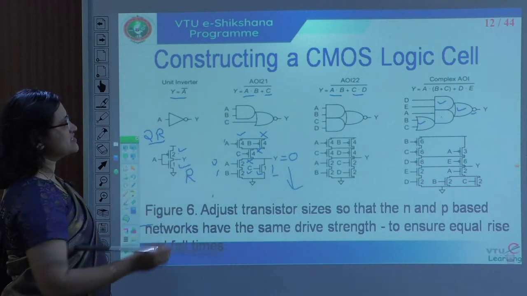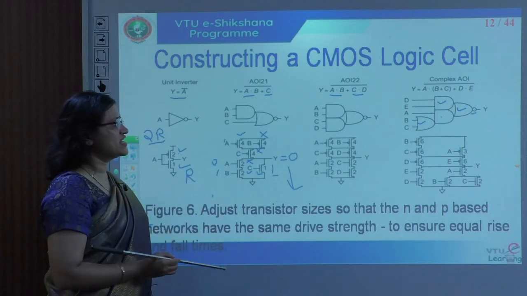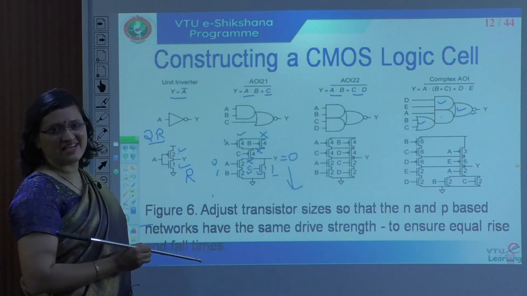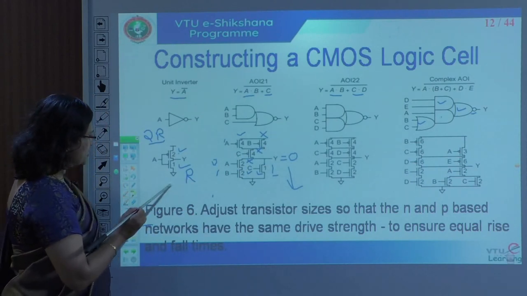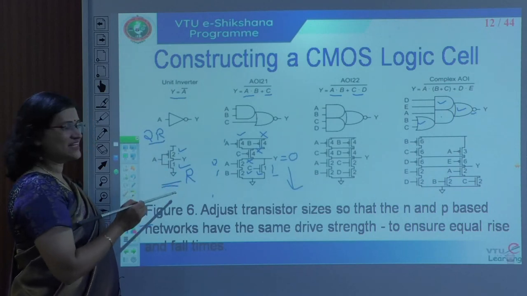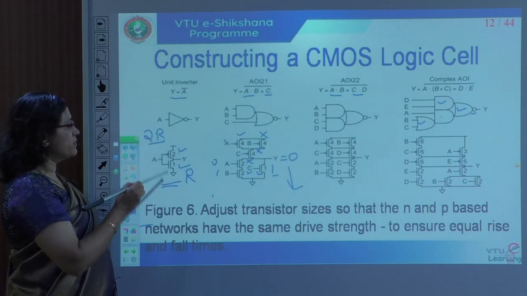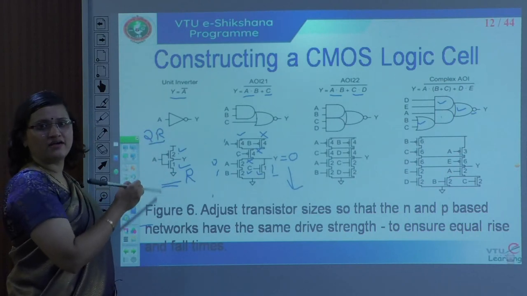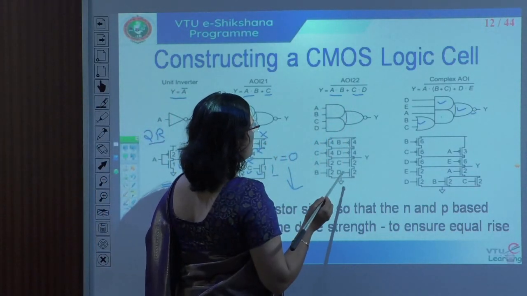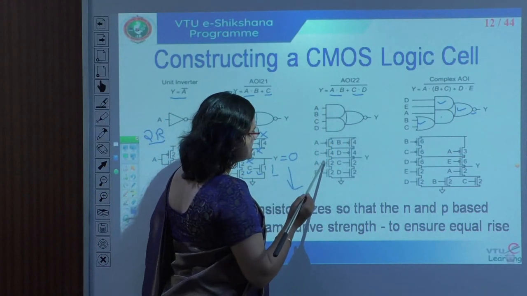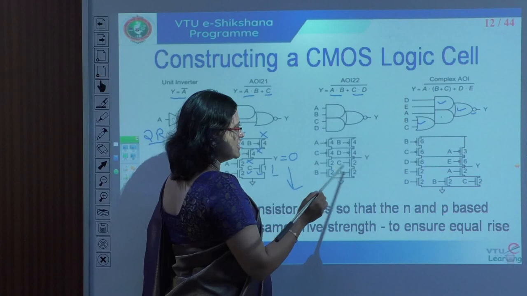Okay. So now let us see about AOI22. I have already explained with respect to the cases. I will just explain how the sizing of the transistor can be done. With reference to this inverter, I am calling it a unit inverter, because it gives equal rise and fall times. So AB plus CD, the whole bar. AB means in series, CD is also series, and in between there is a parallel.